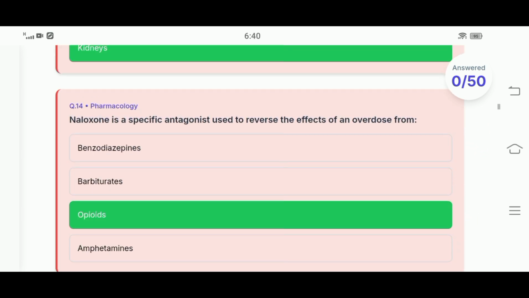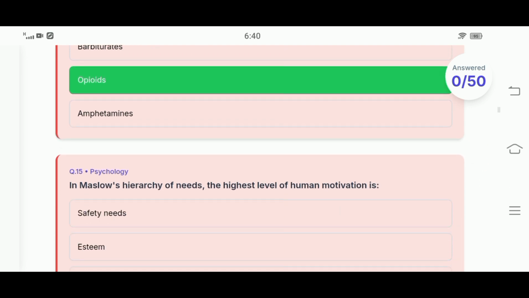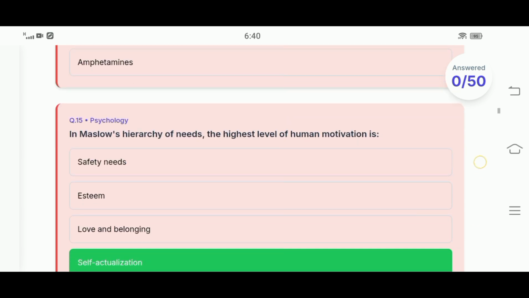Next, number 14, pharmacology. Naloxone is a specific antagonist used to reverse the effects of an overdose from: options are A. Benzodiazepines, B. Barbiturates, C. Opioids, and D. Amphetamines. So the correct answer is C. Opioids.